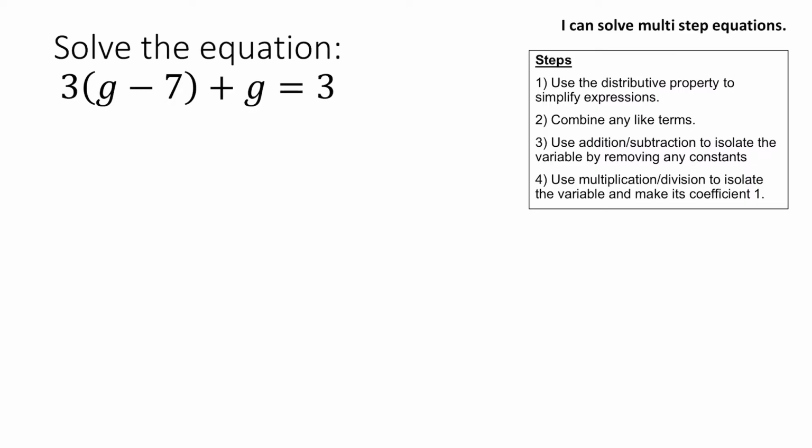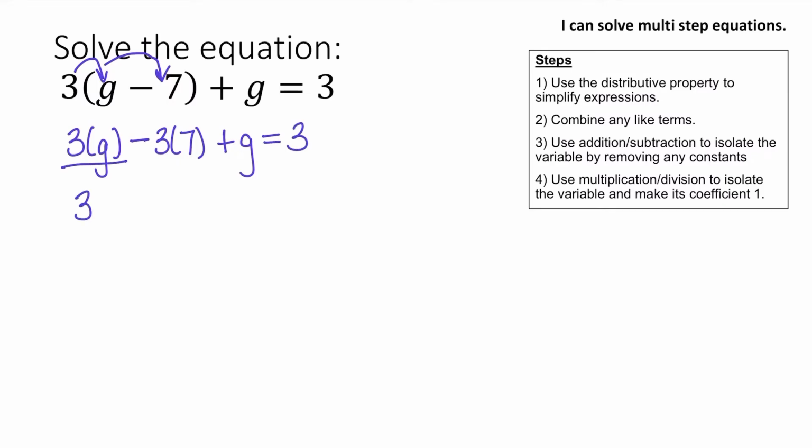So now let's try solving 3 times (g minus 7) plus g equals 3. So I'm going to start off with the distributive property. I'm going to distribute this 3 to every term that's within the parentheses. So that gives me 3 times g minus 3 times 7. Then I have this plus g at the end. That equals 3. So 3 times g is going to be 3g, minus 3 times 7, which is 21. And then I have this plus g. That equals 3.